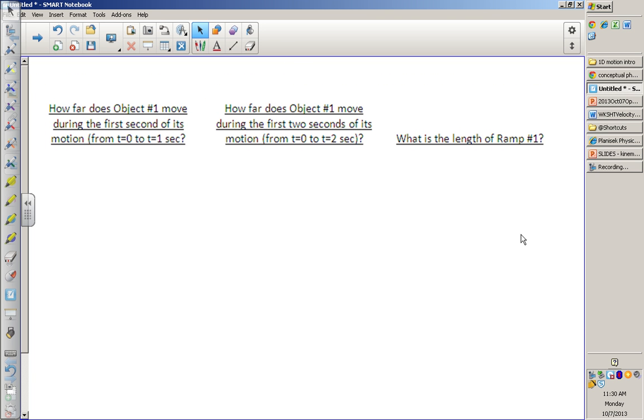All right. So the next set of questions, there are 3 that deal with ramp 1. Let's take a look first at how far does object number 1 move during the first second of its motion. If it's asking us for how far does something move, what is it really asking us for? Distance, or in this case, we'd probably go with displacement. So this is our unknown.